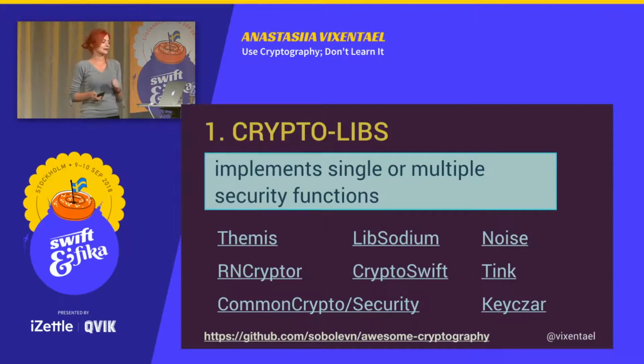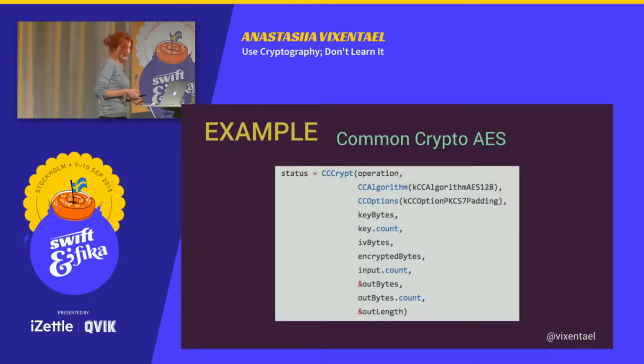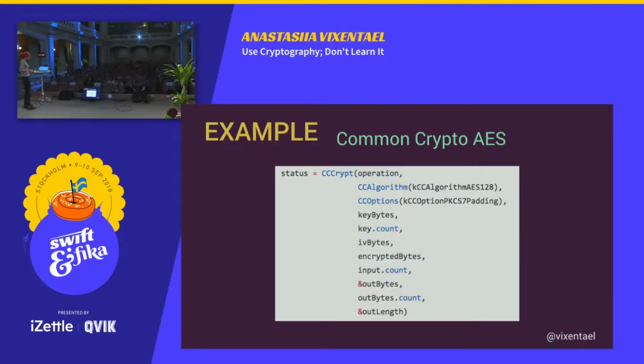The Noise protocol is a framework for building encrypted communication. Tink and Keyczar are Google libraries. Well, of course, Common Crypto and Security Framework. This is encryption and decryption in Common Crypto. Can you guess what encryption algorithm we are trying to use here? Yeah, this is AES, obviously.